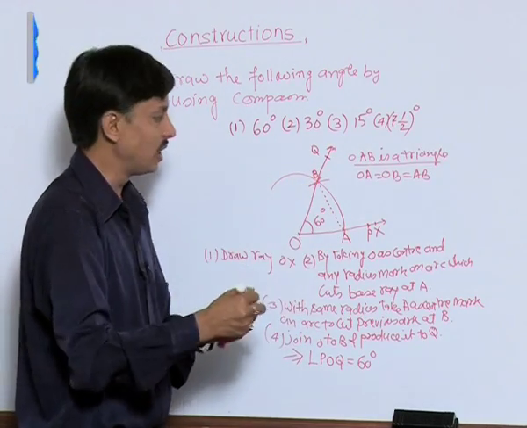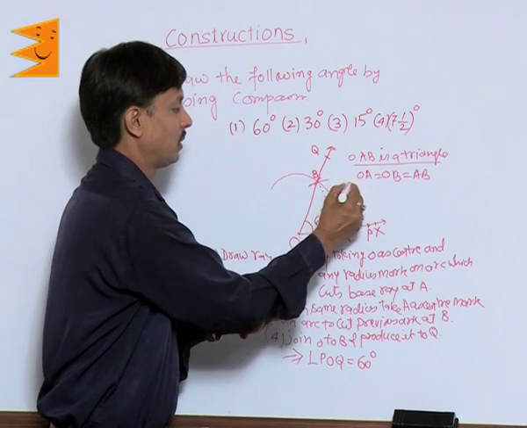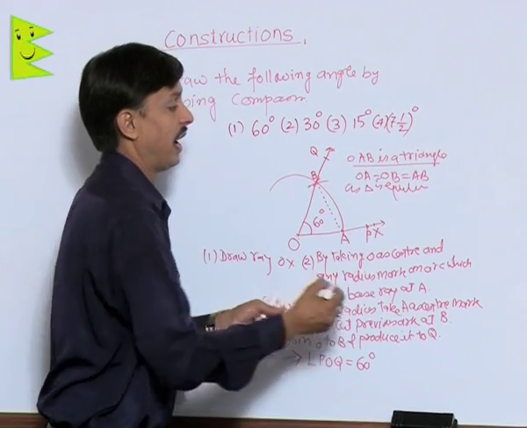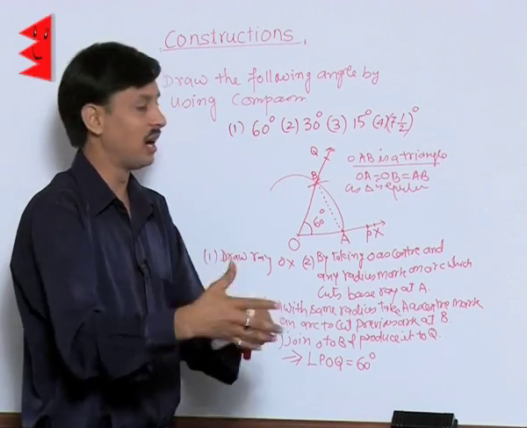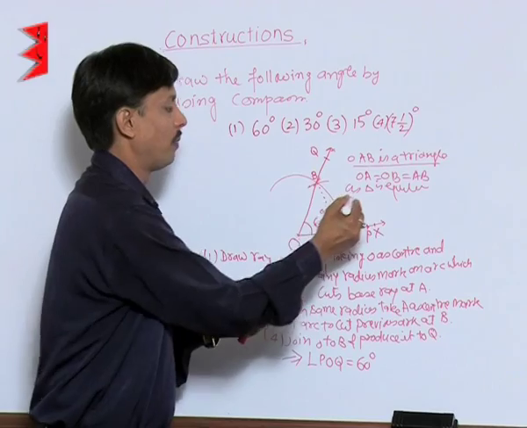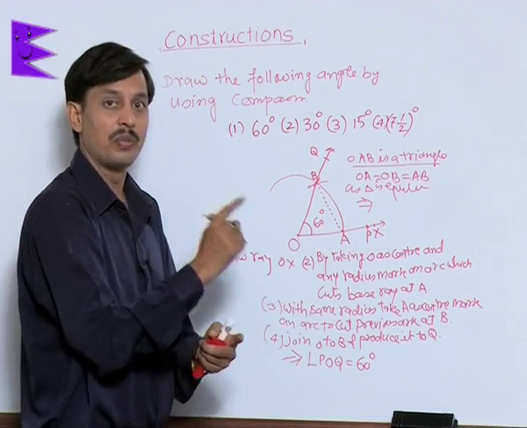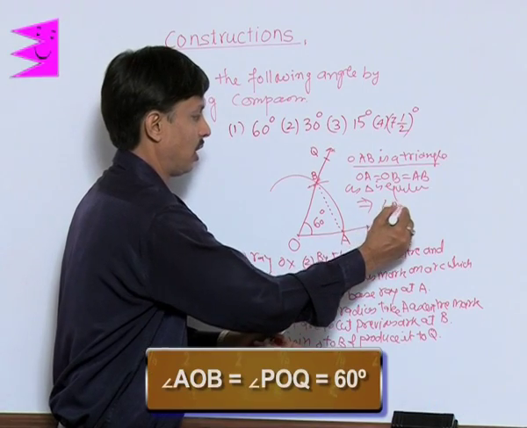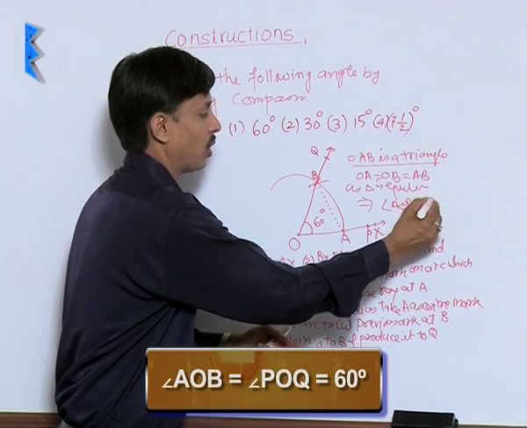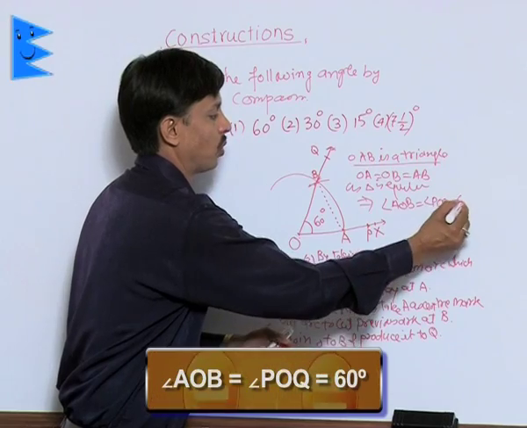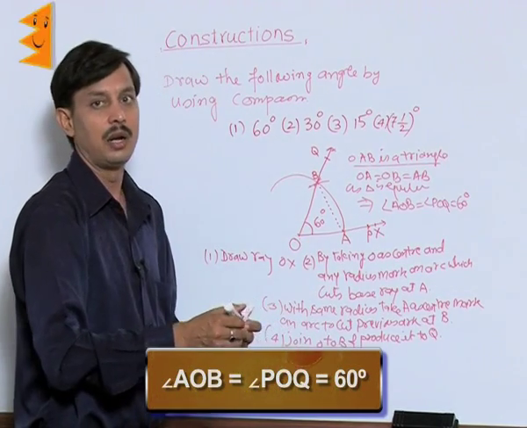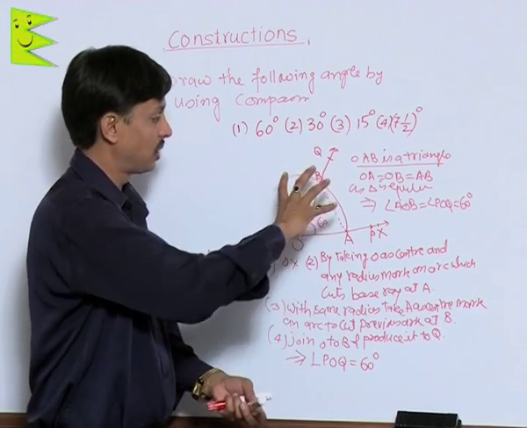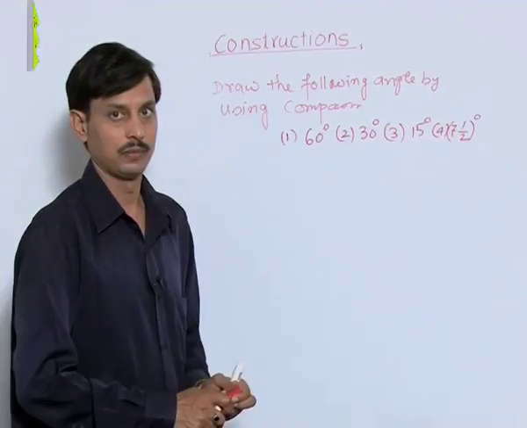So the triangle becomes equilateral. As the triangle is equilateral and the sum of all angles is 180, what does this imply? Each angle of this triangle is 60 degrees. So we can say angle AOB is equal to angle POQ is equal to 60 degrees. This is the justification. These are the steps and this was the method.